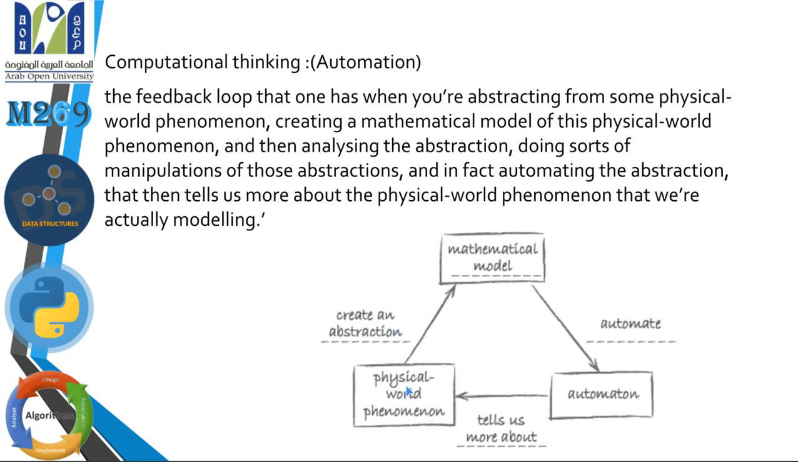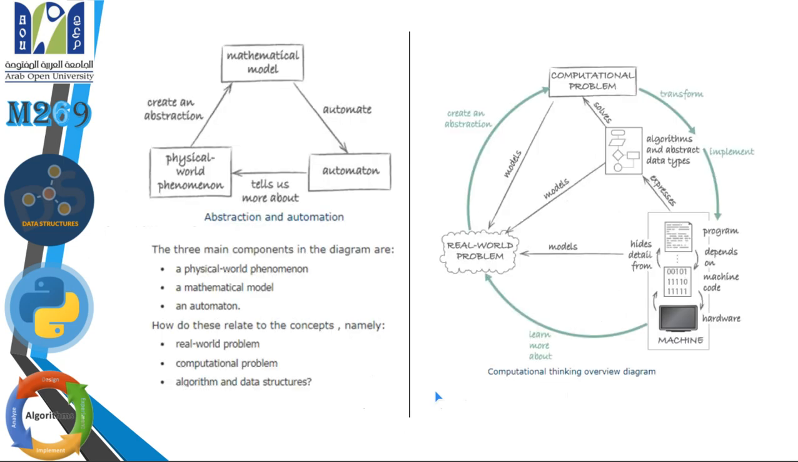So if you have a problem, find the mathematical model, build an algorithm to solve it, and it's called automation, and then it's a cycle. It will tell you more about the real world. That's why it's called modeling, اللي هي النمذجة. So here is the computational problem at this side.